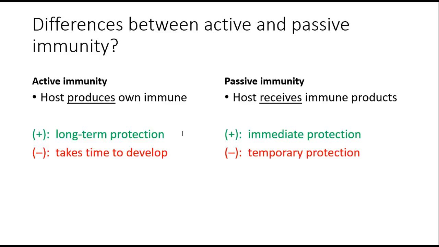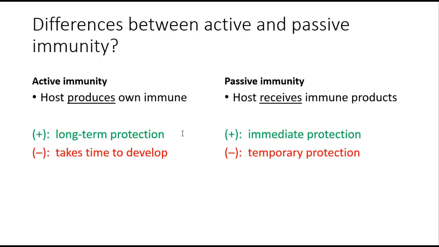And the differences between active and passive immunity is that active immunity is produced on its own. It's long term and it takes time to develop because your body has to sort of figure out what this is, come up with a game plan, beat it up, and then once you have that all taken care of, that's when you start to attack it.